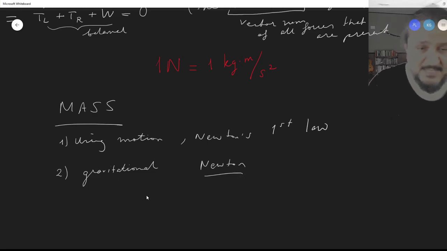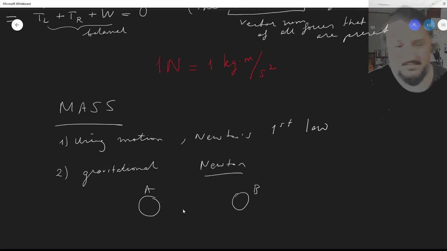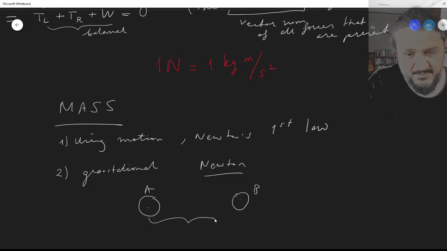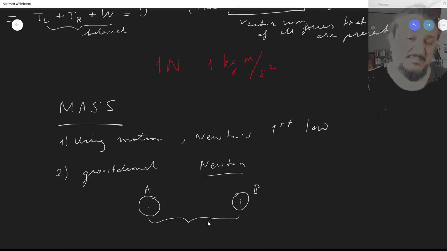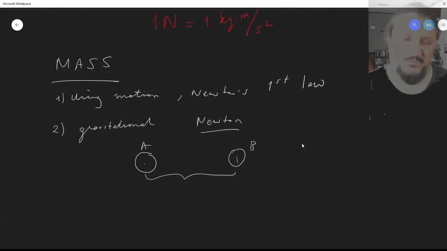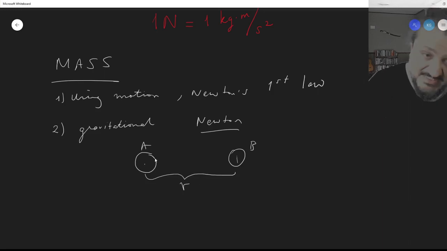Isaac Newton says that if there are two objects, object A and object B, and they're separated by a distance here, and usually, approximately we can use the distance between the centers of the objects. It's not exactly right, but for our purposes, especially if these are symmetrical, perfect spheres, it will be actually correct. Let's call it R, the distance between the two objects.